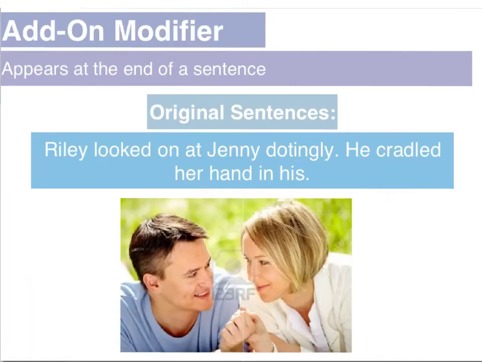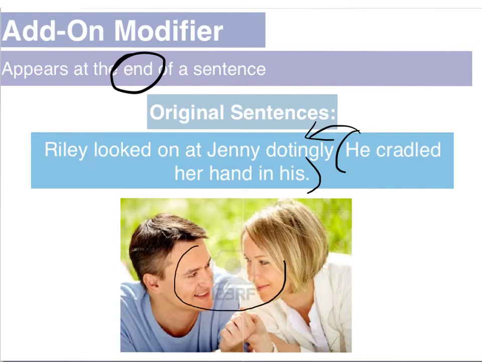Last but not least, we have the add-on modifiers, and these come in at the very end of your sentence. So let's take a look at the original sentences I have here. It says, Riley looked on at Jenny dotingly. He cradled her hand in his. Now what I want to do now is take this second clause and add it to the first one. By doing this, I will draw the attention to this very tight angle right here, this very tight close-up of the couple's face before panning out a little bit to get the full image.